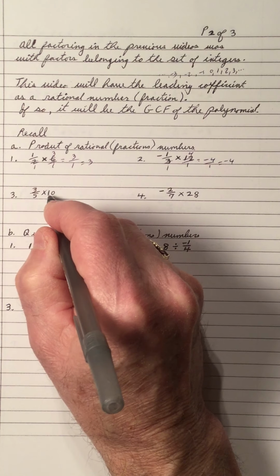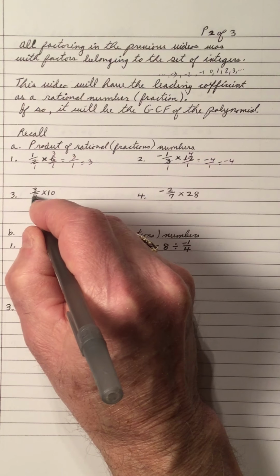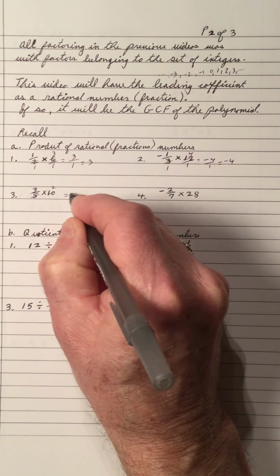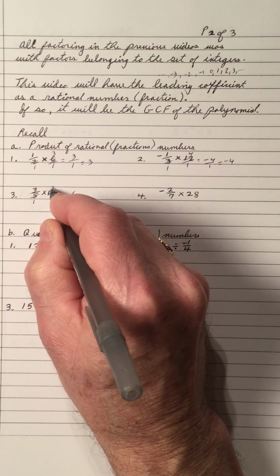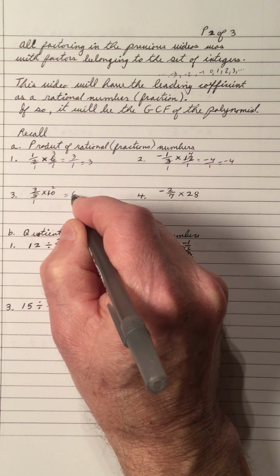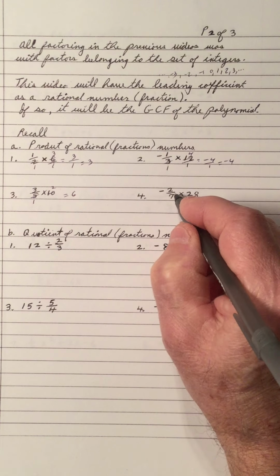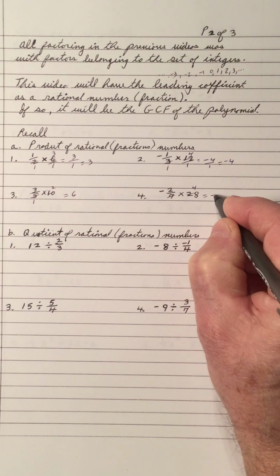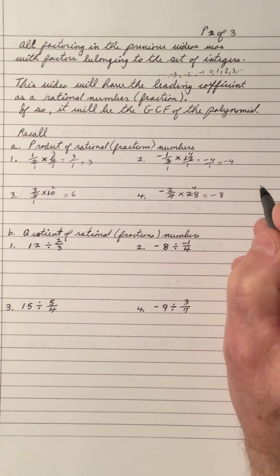And again, the 10 is 10 over 1. I'm not going to write it down this time. 5 cancels into 10 twice, and we get a 6. Notice 5 into 5 goes 1, 5 into 10 goes 2. So this number is 6 over 1, which is 6. And again, we cancel. 7 into 28 goes 4, and -2 times 4 is -8.